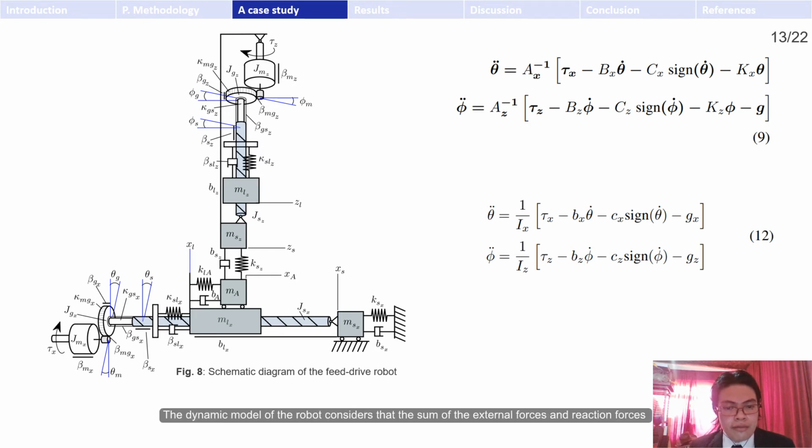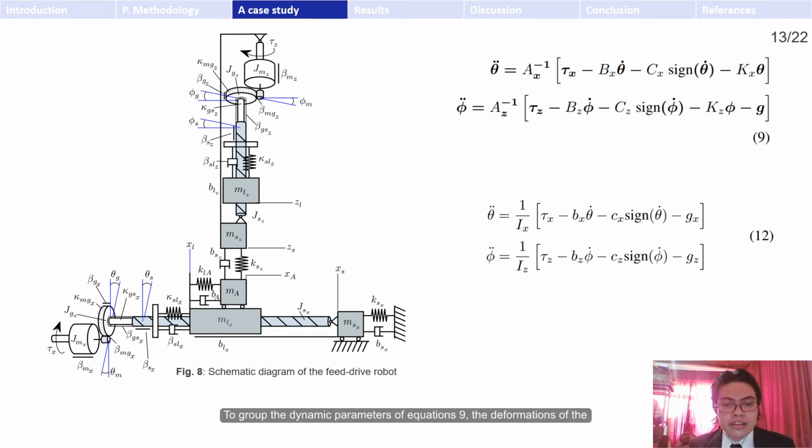The dynamic model of the robot considers that the sum of the external force and reaction force is equal to the mass times the acceleration. The model of the robot is determined by equation 9, where theta represents the variables for the x-axis and phi for the z-axis. The torque is applied by a PWM signal of the embedded system.